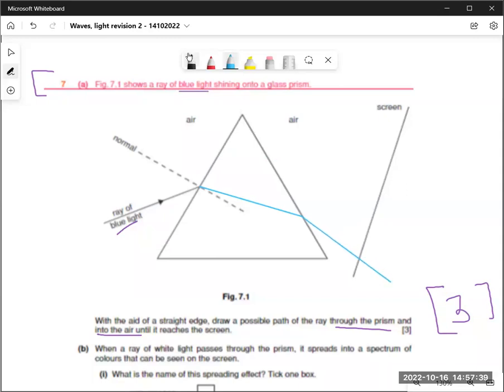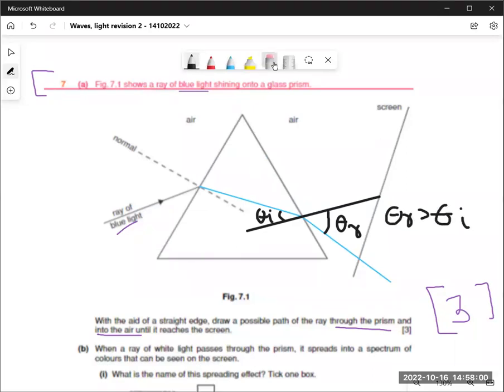Is that clear? Any questions? It's going into the air, right? So it's going to be towards the normal. Sorry, away from the normal, and that is what happens. Let's say theta i and theta r. Theta r is more than theta i. That means it's bending away from normal. So it's towards normal inside and then away from normal. Towards normal, then away from normal. Anas, any questions?